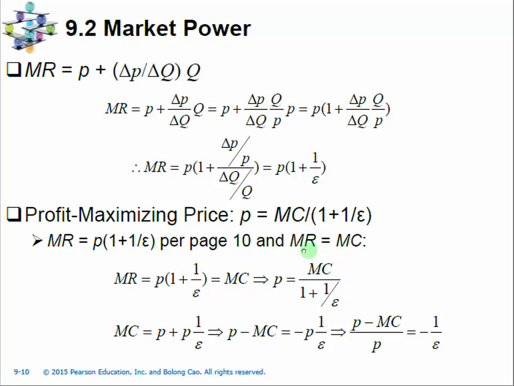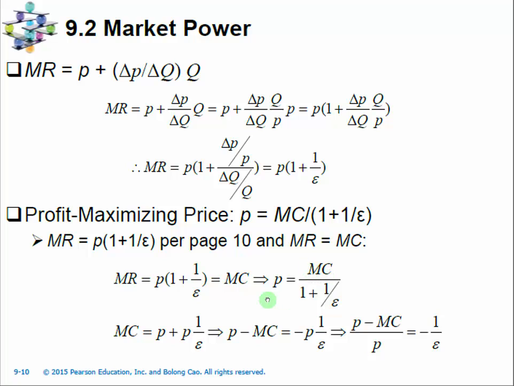So it basically tells us the profit maximizing price that a monopolist can charge will have a markup on top of the marginal cost that it costs the monopolist to produce the last unit. That's the marginal cost. They will mark up that marginal cost to charge the buyers when the monopolist is maximizing its profit.